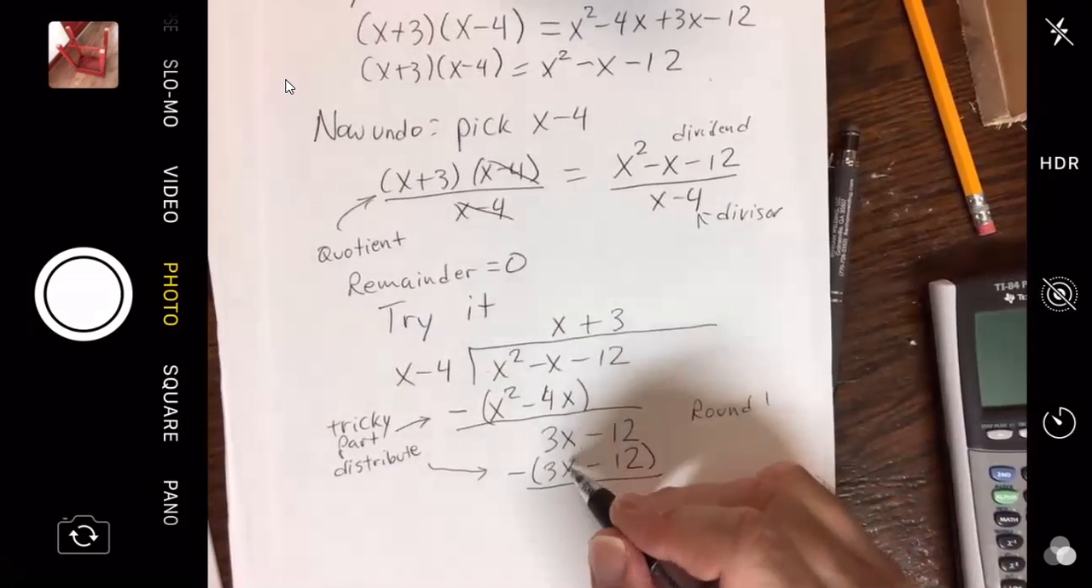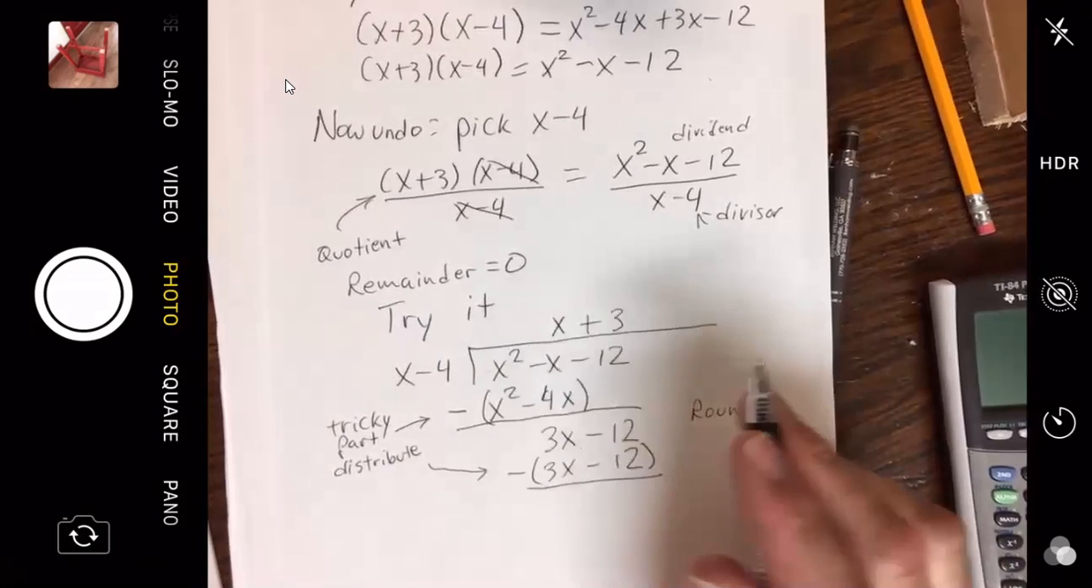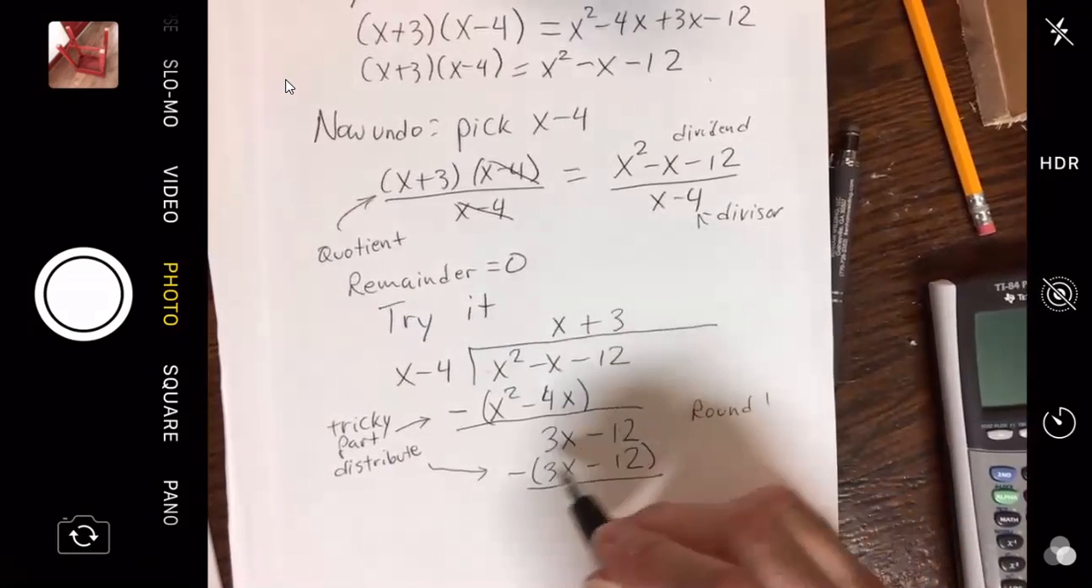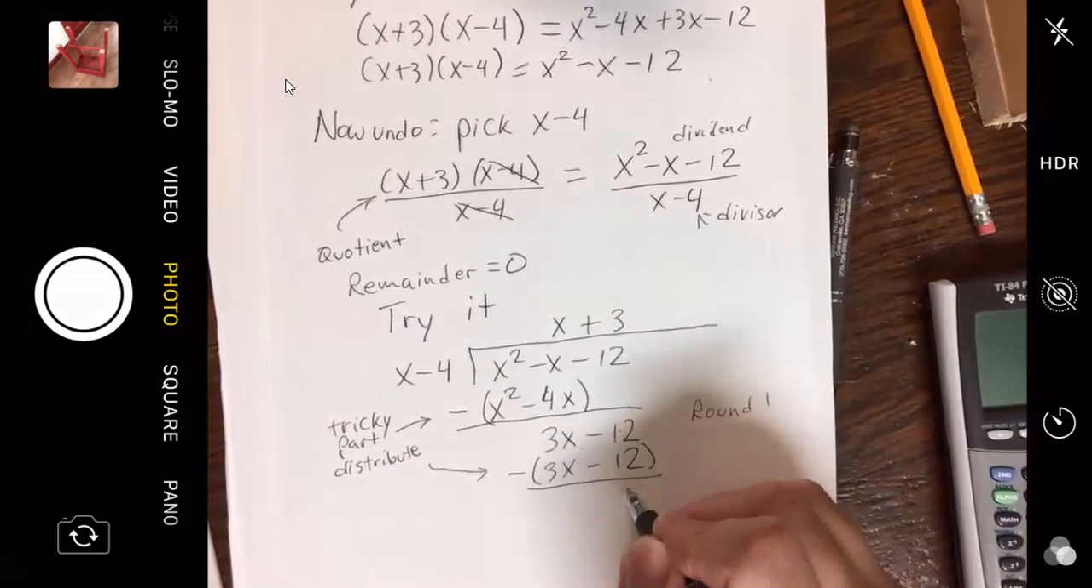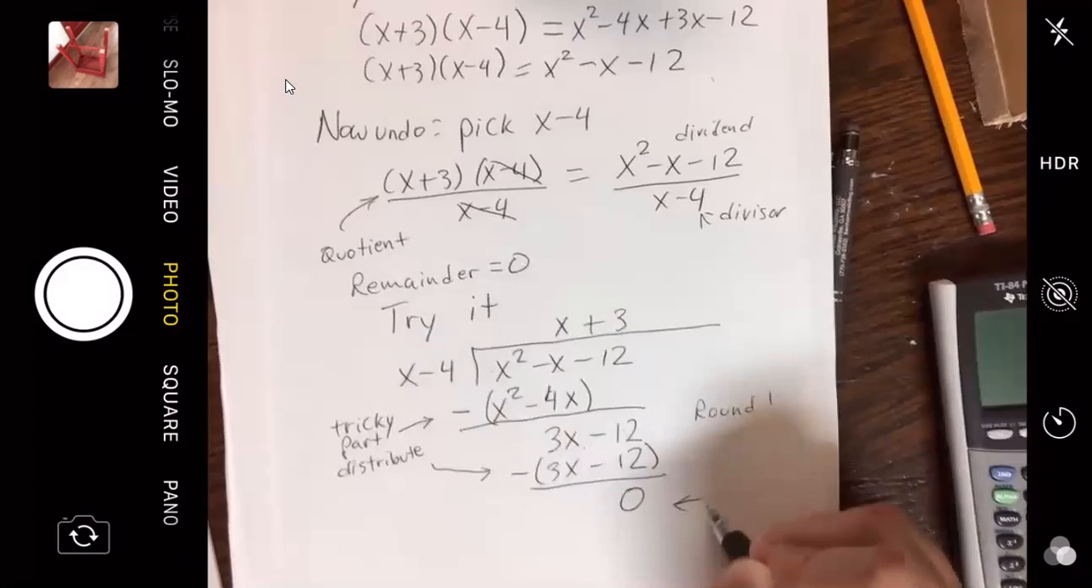3x. Oh, the lead piece always cancels. If it doesn't, you're screwing up. Negative 12 minus negative 12 will be 0. There is my remainder.